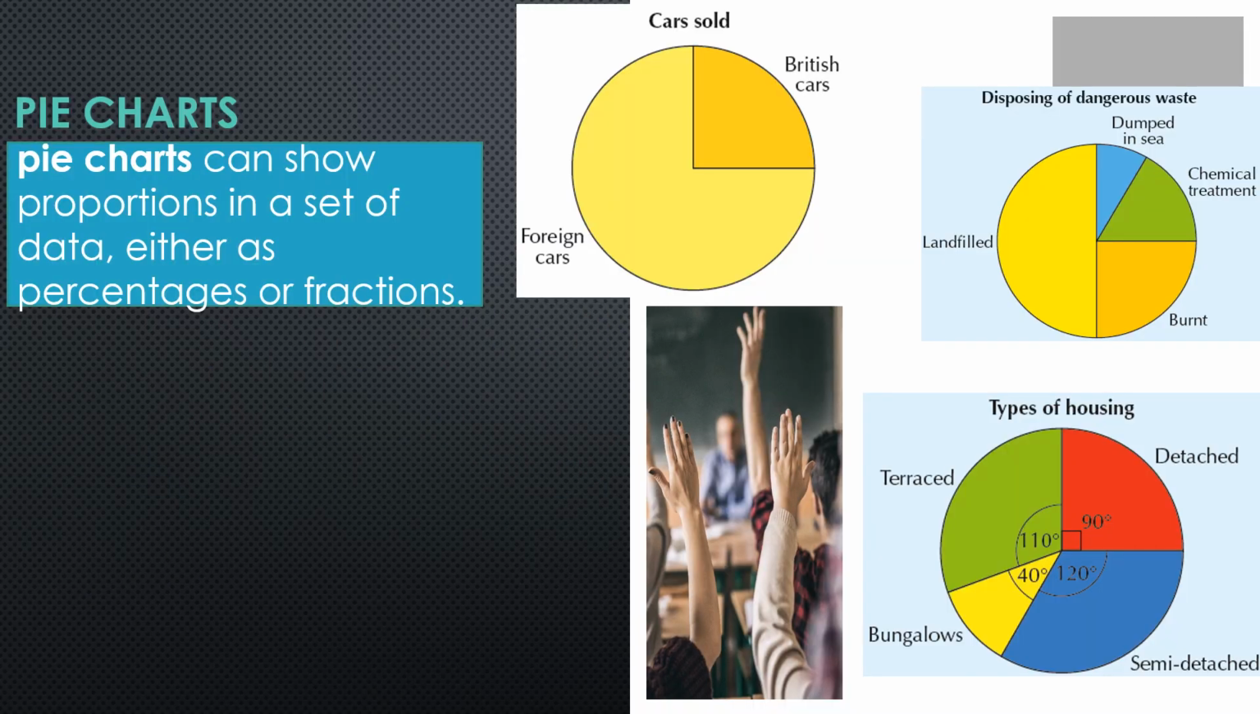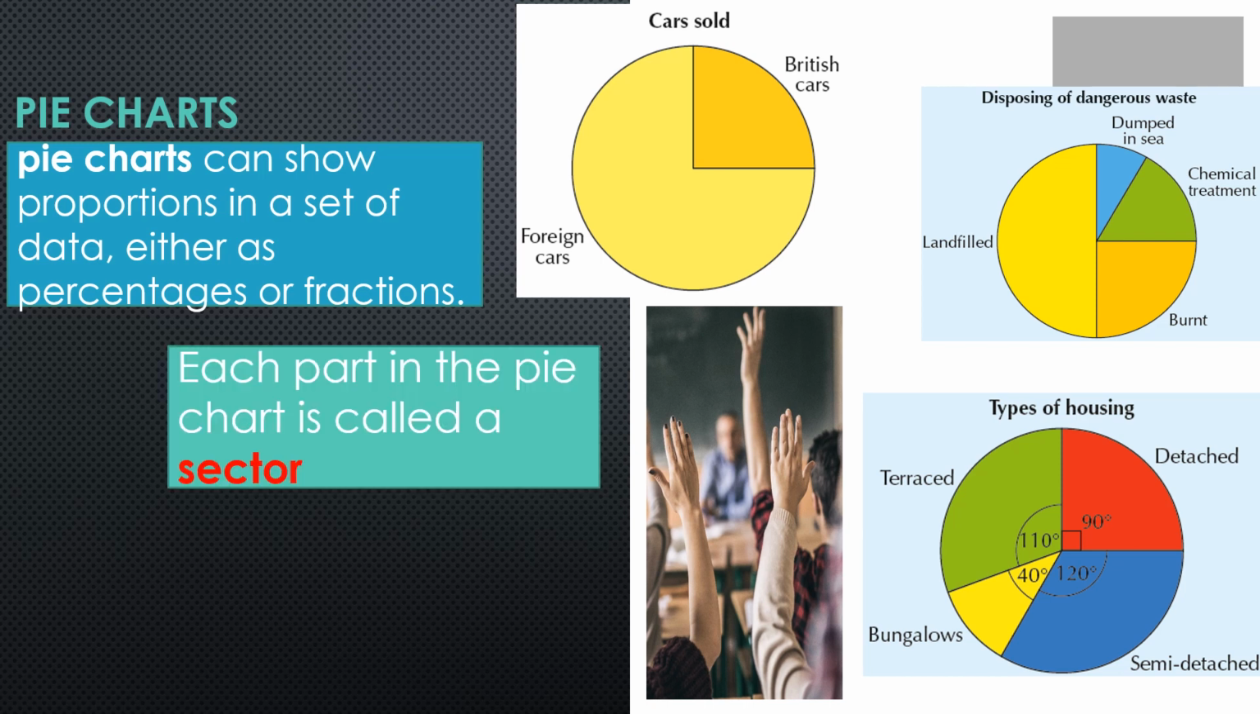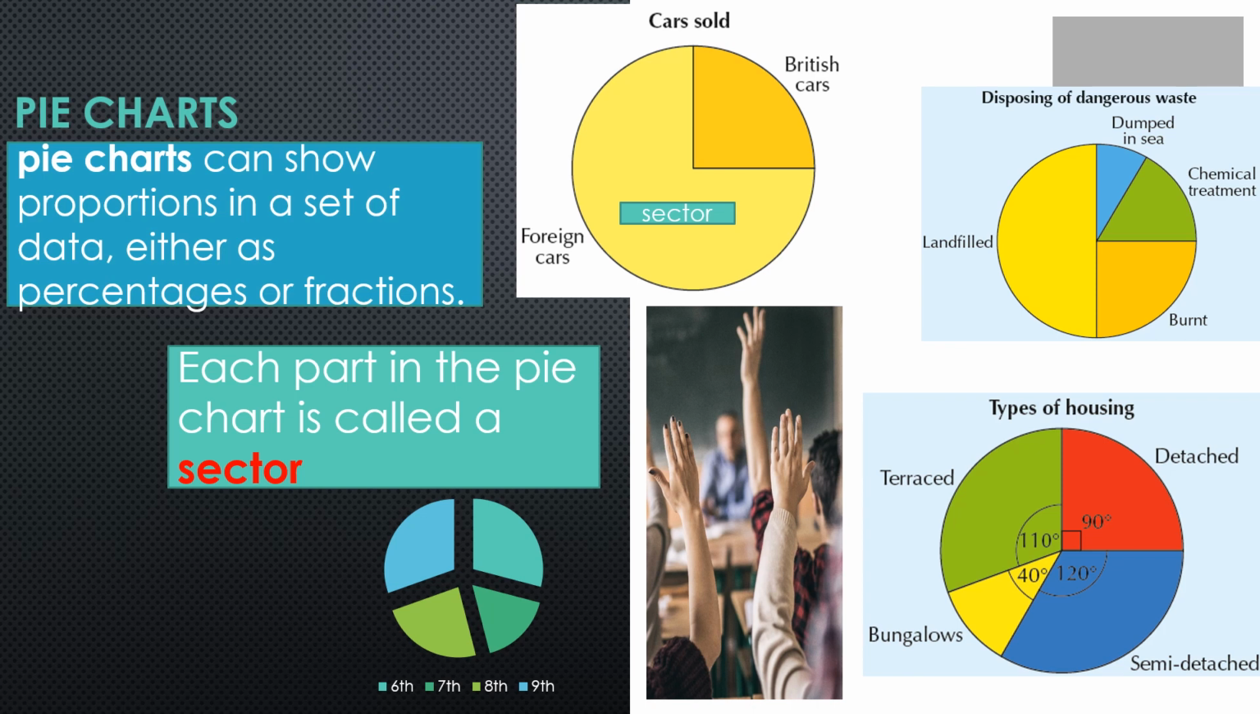Now, what are pie charts? Pie charts can show proportions in a set of data either as percentages or fractions. Today, we are going to take it as fractions. Each part in the pie chart is called a sector. So a sector is like this. Each part divided here is called a sector.